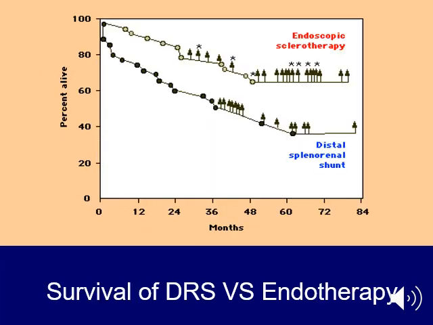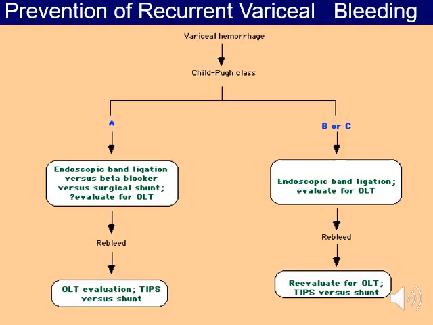Endoscopic therapy compared to distal renal shunt, which is the surgery, the endotherapy is better. What to tell your patient? If the patient is Child class A, then you can take his opinion whether to go for band ligation or to go for shunt surgery. This is the only patient that you can judge whether he can go this or that.